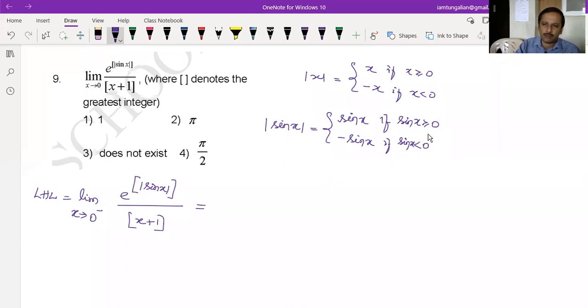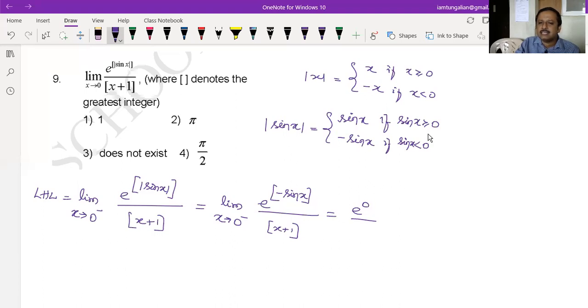Now I am talking about x approaching 0 from left side. When x approaches 0 from left side, we are in the fourth quadrant. x is very close to 0 but less than 0. So if x is in the fourth quadrant, sin x is negative. Therefore, mod sin x will be equal to minus sin x. So this will become e power step of minus sin x divided by step of x plus 1. As x approaches 0 from left side, sin 0 will be 0 only, and here we are going to get e power 0. Step of that is also 0.